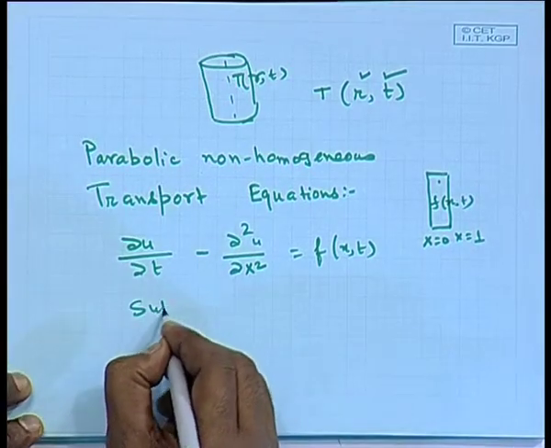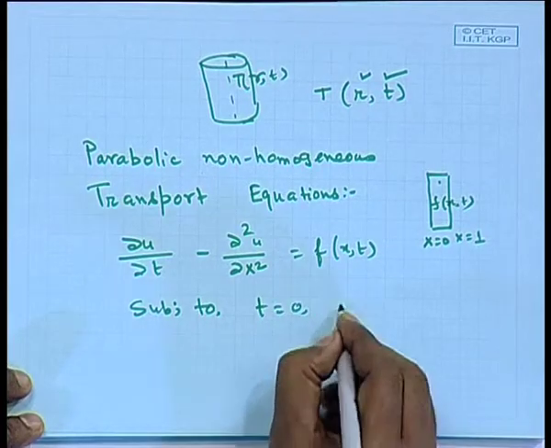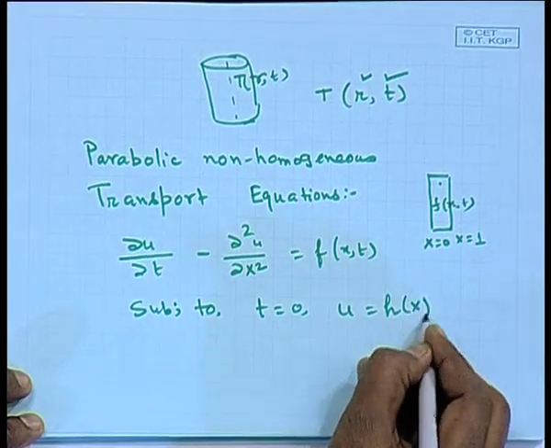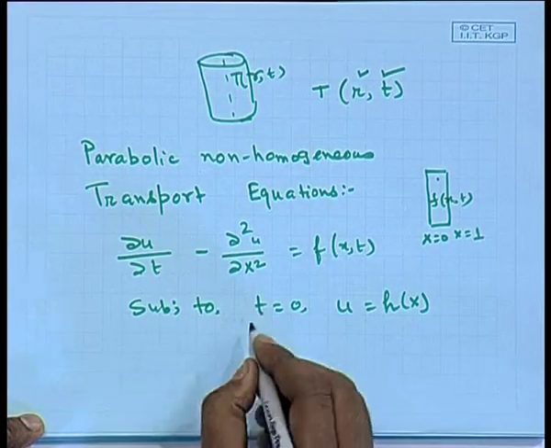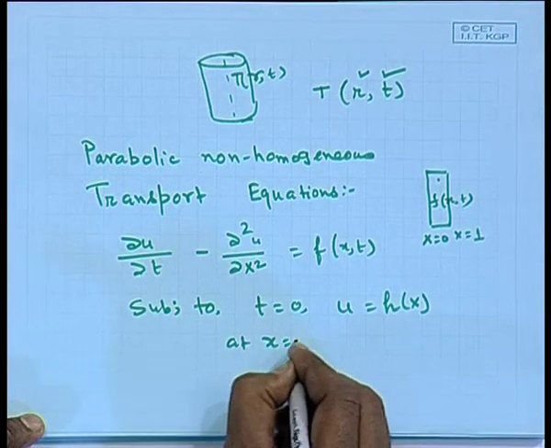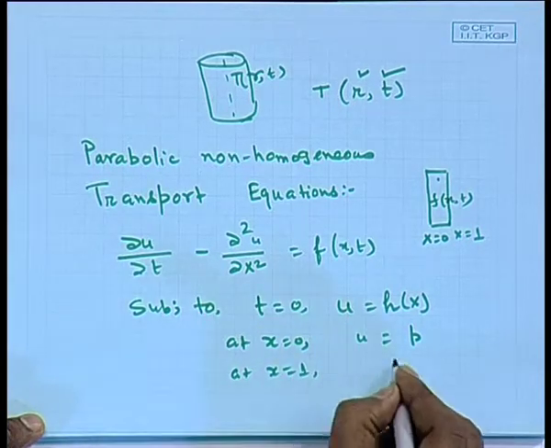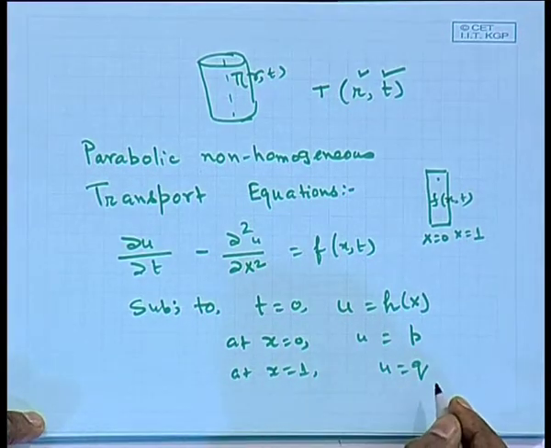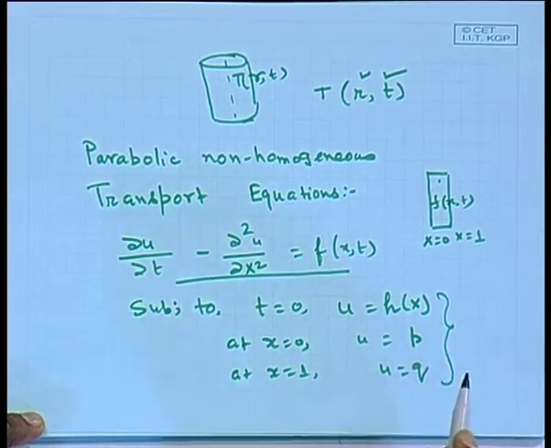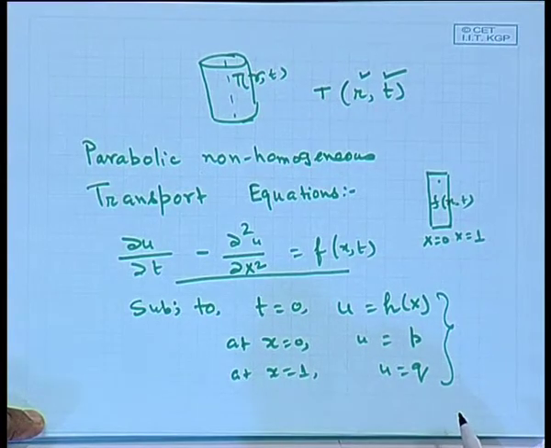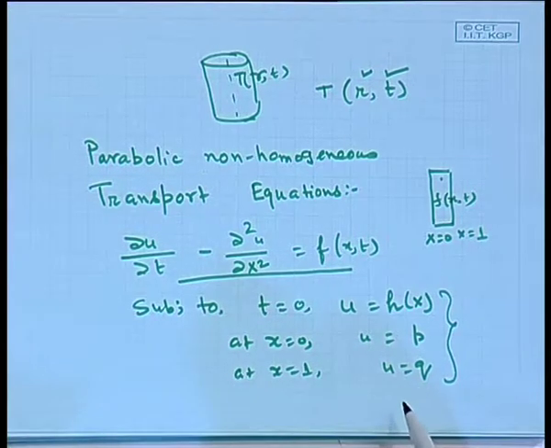Let us say subject to all sorts of non-homogeneities: at time t equal to 0, u may in general be a function of x, or may be a constant as well. At x equal to 0, u is equal to p, at x equal to 1, u is equal to q. So, we are having a non-homogeneous governing equation and all non-homogeneous initial and boundary conditions. Now, we are going to solve this set of equations by using the Green's function method.